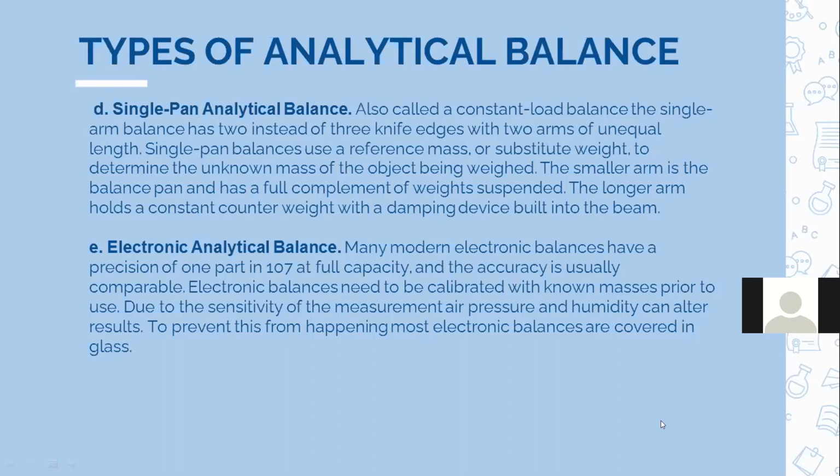For electronic analytical balance, many modern electronic balances have a precision of 1 part in 10^7 at full capacity, and the accuracy is usually comparable. Electronic balances need to be calibrated with known masses prior to use. Due to the sensitivity of the measurement, air pressure and humidity can alter results. To prevent this from happening, most electronic balances are covered in glass.